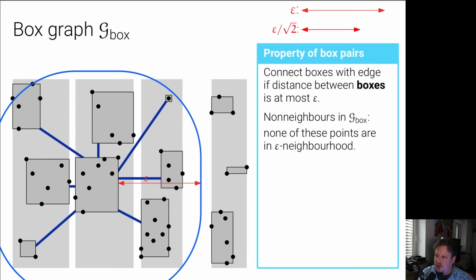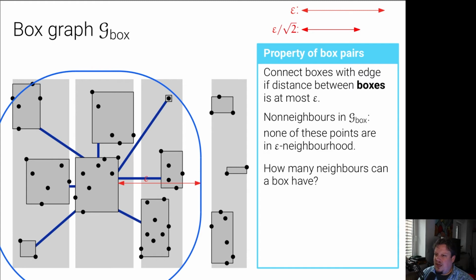And now the observation is the following. If I have two boxes and those are not neighbors in G_box, then none of these points are in each other's epsilon neighborhood. So if I have any point in this box, they cannot be in the epsilon neighborhood of any points in any of these boxes. And that's going to be useful for us in various ways.